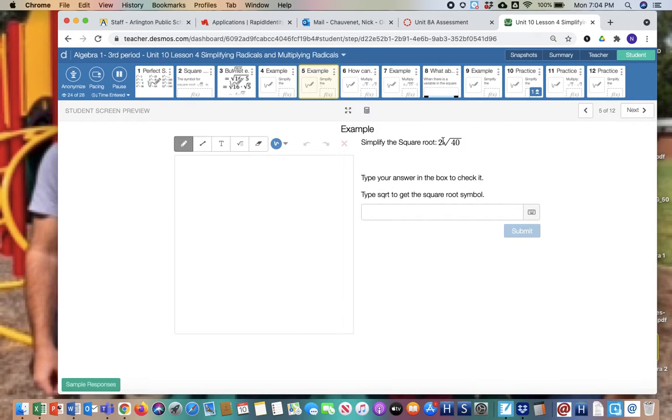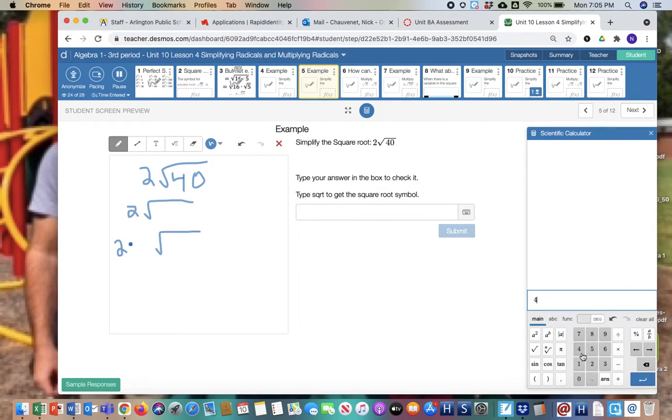The only main difference here is now we have a number out in the front, which is that 2 out there, called a coefficient. So we have 2 square root of 40. So really, the only difference here is the 2 is going to sit on the outside, I'm still going to need to break that 40 down with a perfect square. And then at the very end, any number that comes to the outside would multiply with the 2.